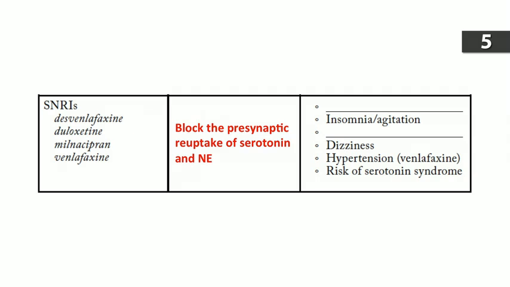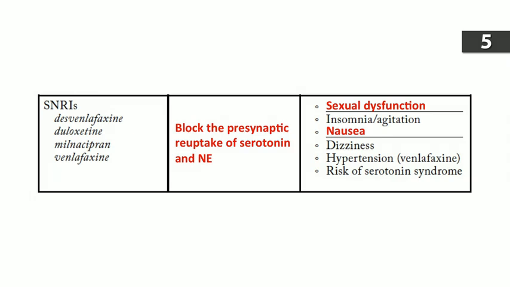SNRIs block the presynaptic reuptake of serotonin and norepinephrine. And the adverse effects are very similar to the SSRIs: sexual dysfunction, insomnia, agitation. They can also cause a little more nausea and dizziness, so we tend to start with a low dose and then increase the dose. Venlafaxine can cause some hypertension due to noradrenergic effects.